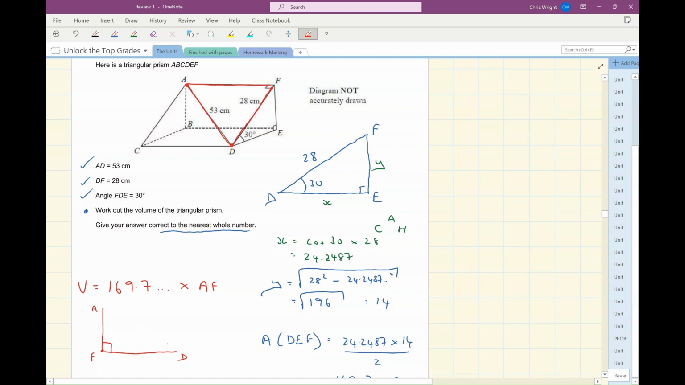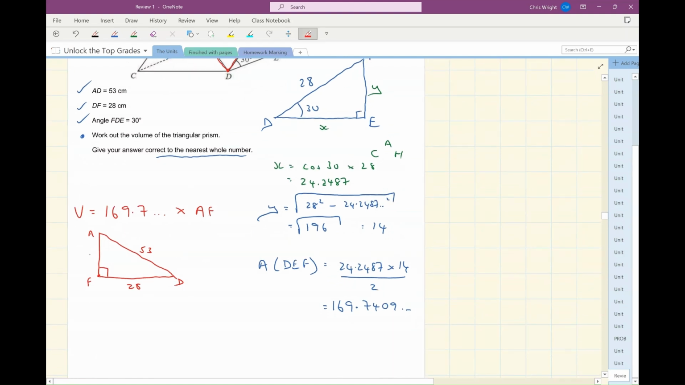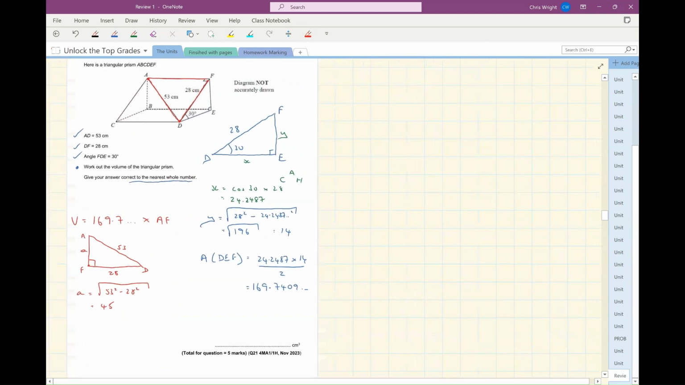Okay. A to D is what I'm trying to... A to D is 53. That's okay. And F to D is 28. And what I'm really after is AF. So I'll call that little a. So little a is going to be the square root of 53 squared minus 28 squared. Okay, square root of 53 squared minus 28 squared equals 45. So this length here is 45.